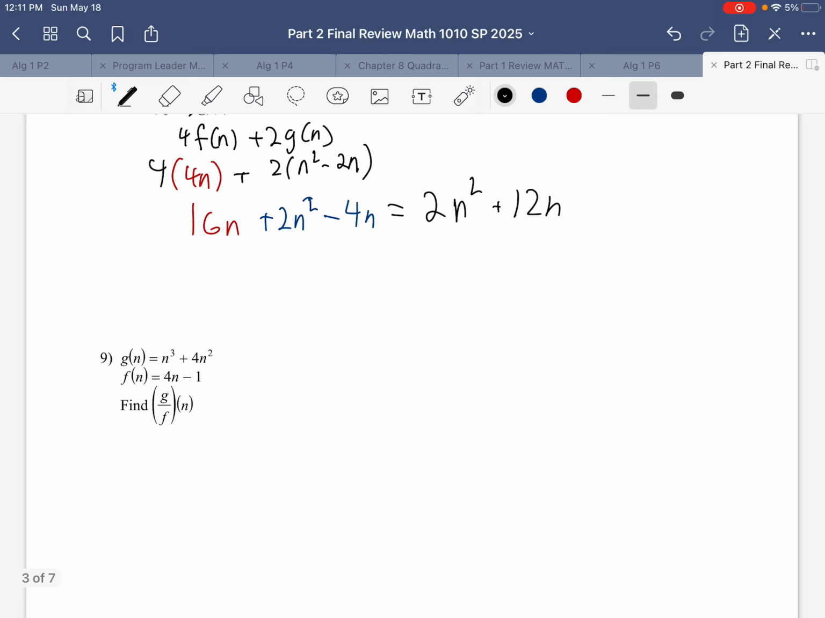For number 9, it says g of n is n cubed plus 4n squared. F of n is 4n minus 1. I can rewrite this like it's g of n divided by f of n. So I'm dividing the two functions. So it was n cubed plus 4n squared divided by 4n minus 1.